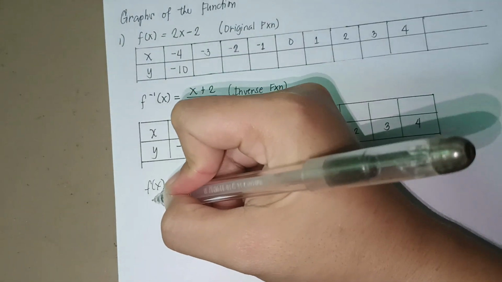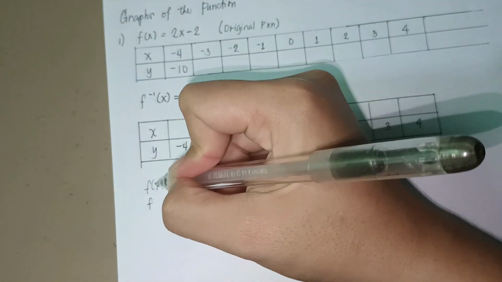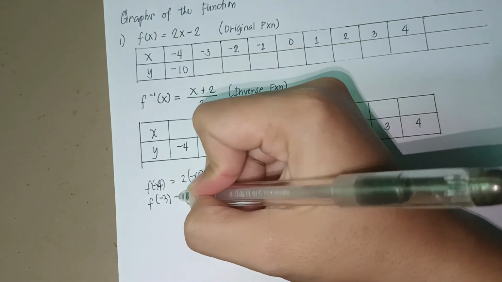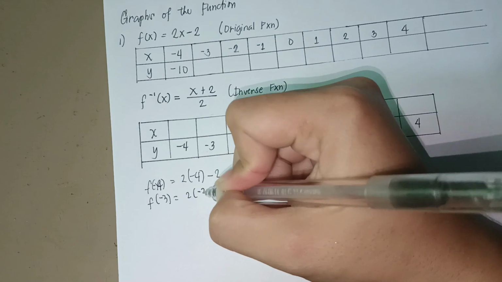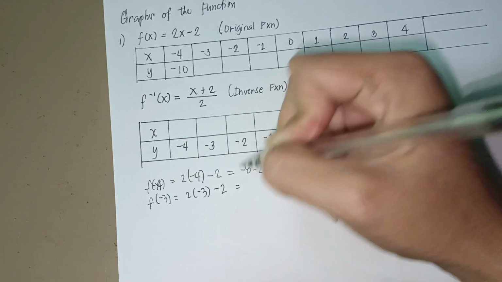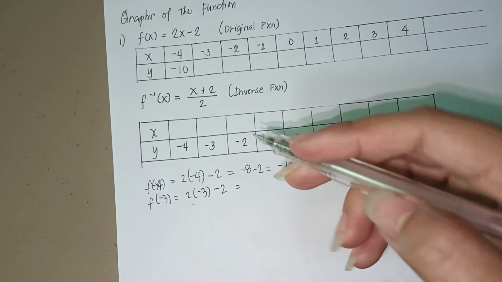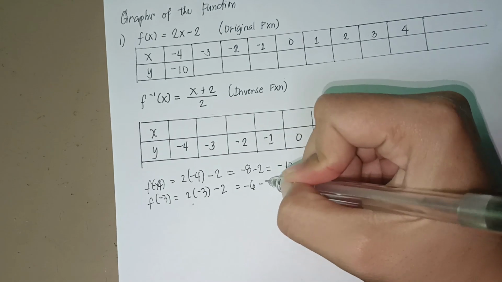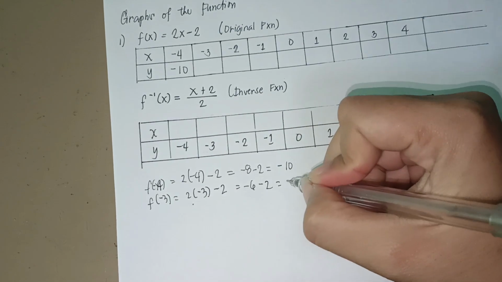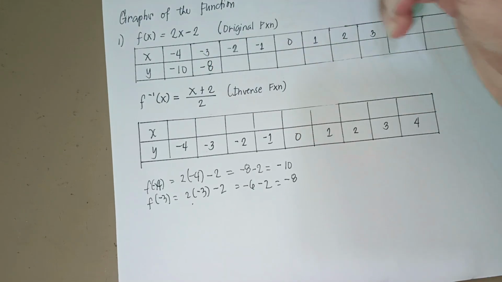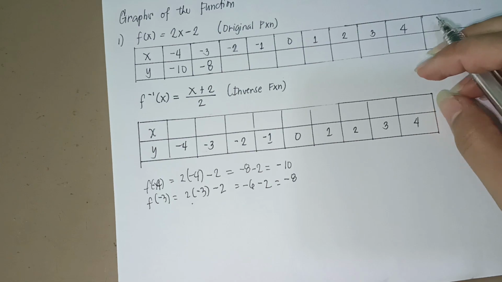Next one. If x is equal to negative 3, papalitan lang natin to ng 2 times negative 3 minus 2. So, what is 2 times negative 3? Negative 6, minus 2. So, pareho pa rin silang negative, magiging negative 8. So, kapag negative 3 ang x, magiging negative 8 ang y.